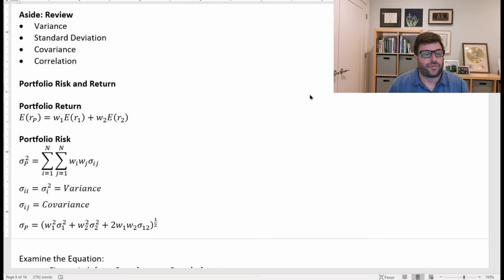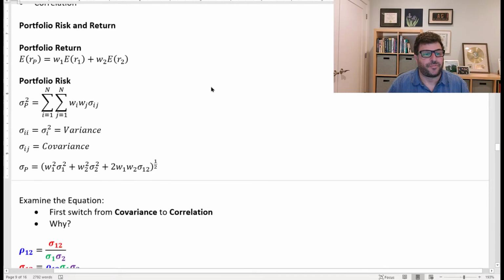So let's look at portfolio risk and return. And we'll start with portfolio return. It's a simple equation. The return of a portfolio is equal to the weight of the first asset in the portfolio times the return of that asset plus the weight of the second asset in that portfolio times the return of that asset. It's just a weighted average of the returns of the elements of the portfolio, where the weights, of course, must sum to 1.